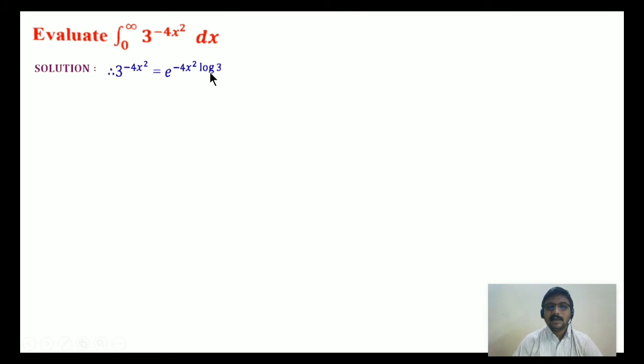That means log 3 power minus 4x square, because m log x is log x power m. So like that, e power log 3 power minus 4x square. The e and log get cancelled, we will have 3 power minus 4x square. So 3 power minus 4x square can be written as e power minus 4x square log 3, since 3 is e power log 3.